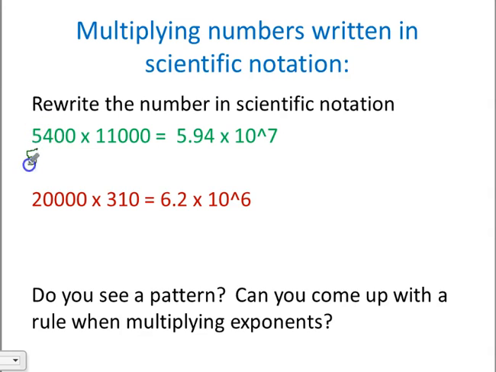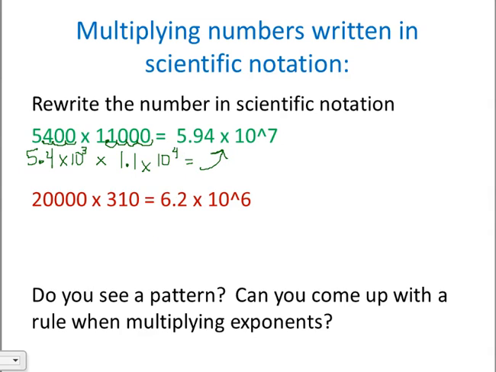We would have 5.4 times 10. Well, if I put the decimal here, I'd have to move it 1, 2, 3 places to the right, so it'd be 10 to the third. And then we're going to multiply that by 1.1 times 10 to the, if I put my decimal here, 1, 2, 3, 4 places. And it equals that number.